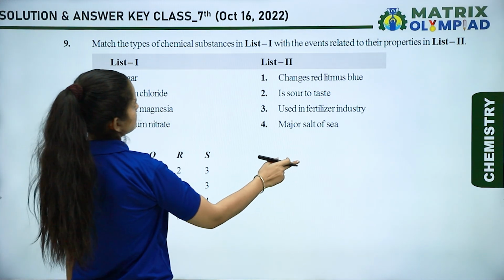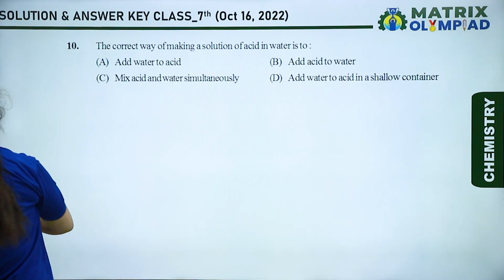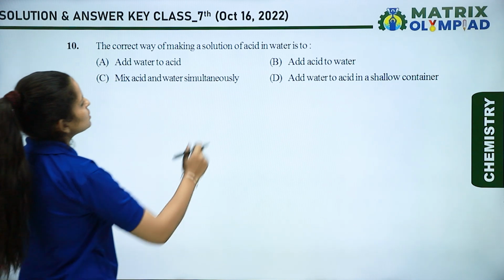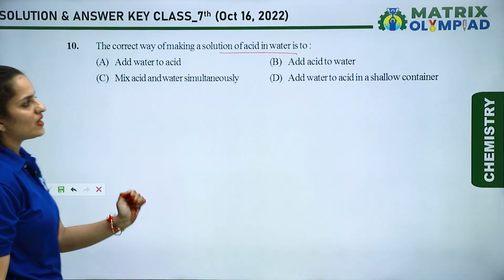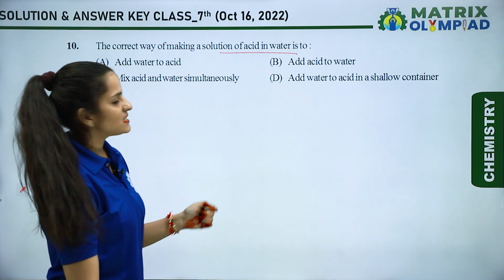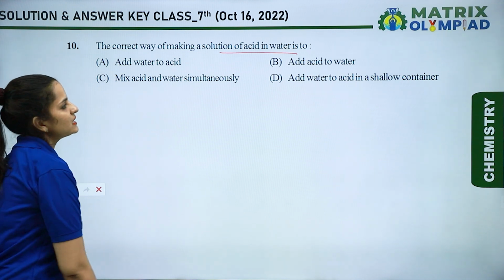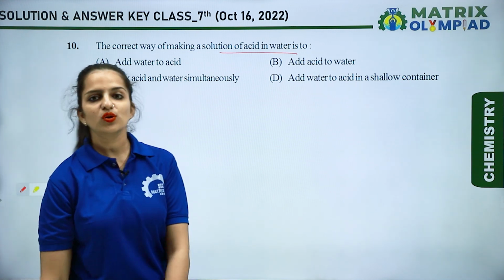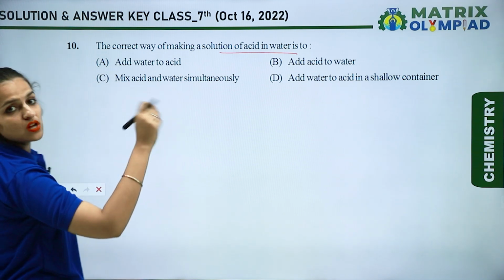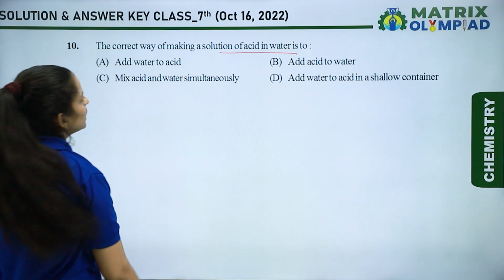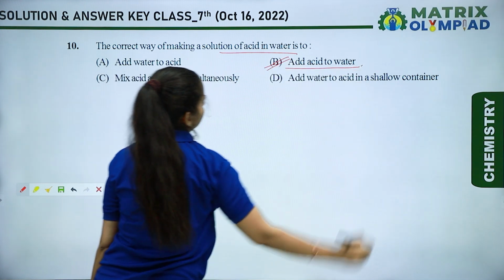The next question is, the correct way of making a solution of acid in water. Option A, add water to acid. Option B, add acid to water. Option C, mix acid and water simultaneously. And option D, add water to acid in a shallow container. Here, the correct way of making a solution of acid in water is to add acid to water. So option B is correct here.